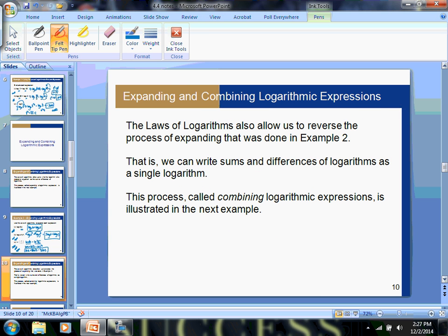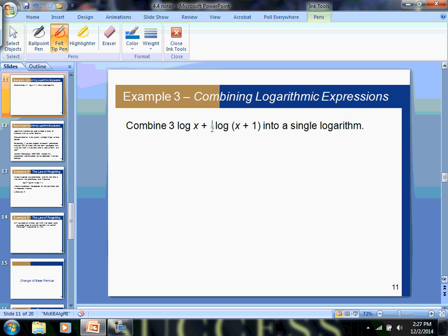Okay, now we're going to reverse the process and we're going to combine some of our logarithmic expressions together. And here it just says to combine it into a single logarithm, so it doesn't say to evaluate it, which is good because we've got some variables here. So I have 3 log x. Well, that 3 out in front, I can move him up as an exponent.